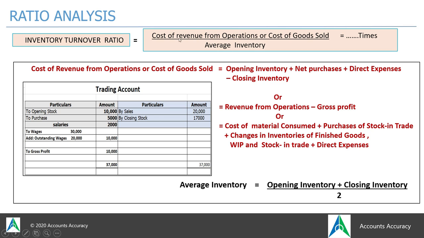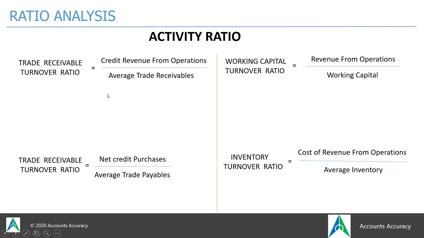The formula for inventory turnover ratio is cost of revenue from operations, or cost of goods sold, divided by average inventory. So you have to remember that whenever you are going to calculate any of these formulas, everywhere the actual figure divided by the average will give you that particular turnover ratio. Everywhere you have to divide by the average. Average means opening plus closing divided by 2.